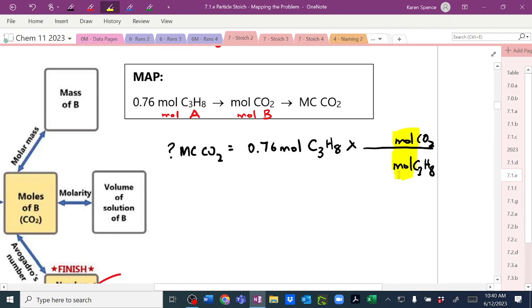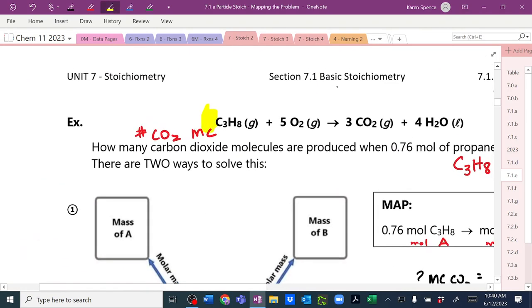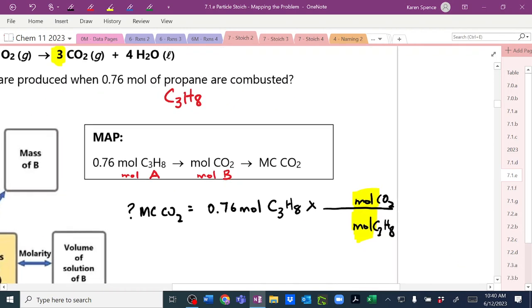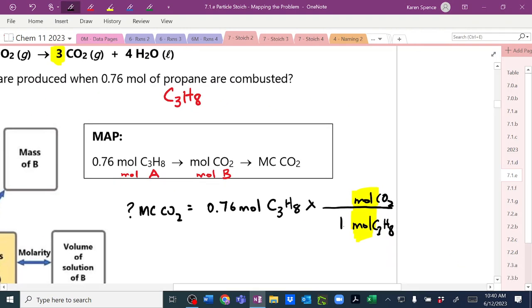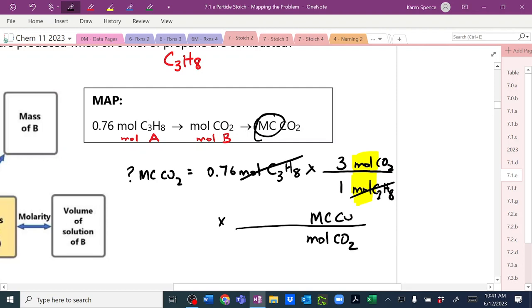Where do those numbers come from? The coefficients. So we go back to our reaction and we say there is 1 C3H8 for every 3 CO2. And then finally we need to do a second step because we have found moles of CO2, but we don't want moles, we want molecules. So we need to put moles of CO2 on the bottom and molecules of CO2 on the top.